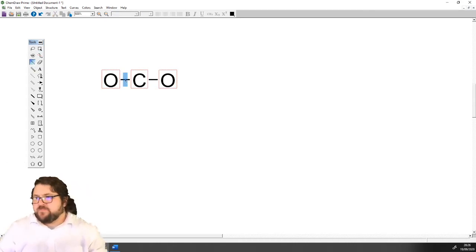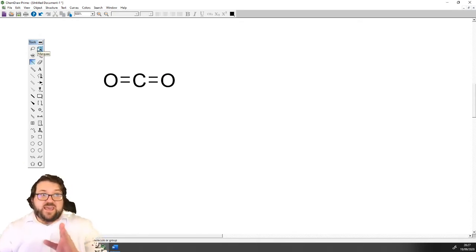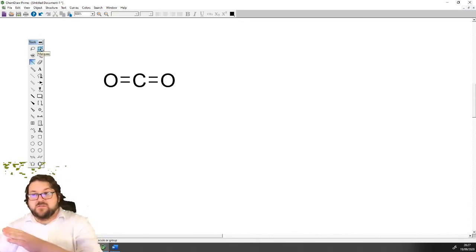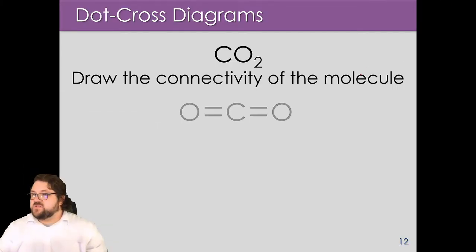How about this one? Well, my carbon needs to have 4 bonds. My oxygen needs to have 2. So that satisfies the oxygen, and that satisfies the oxygen. So that must be the structure then. So it must be O double bond C double bond O. So let's pop that into the structure. There we go.